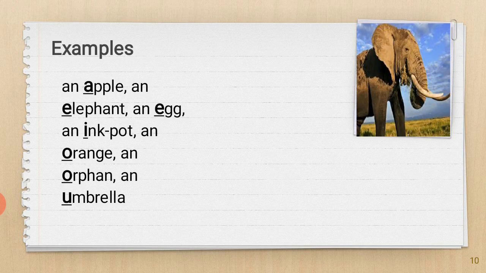If you see these examples, the underlined bold sounds, what are they? A in apple, E in elephant, E in egg, I in inkpot, O in orange, again O in orphan, and U in umbrella. So what I said in the previous slide was that with vowel sounds we use an. I'm not saying with vowel alphabets, rather with the vowel sound we use an.